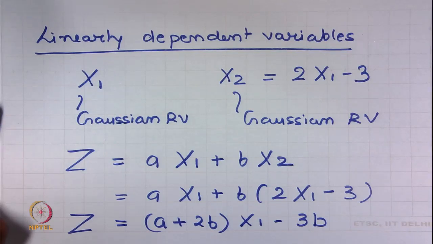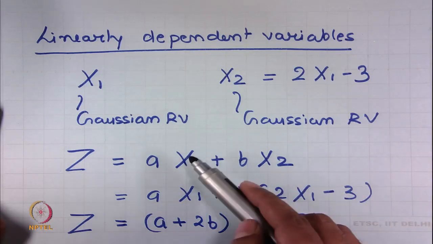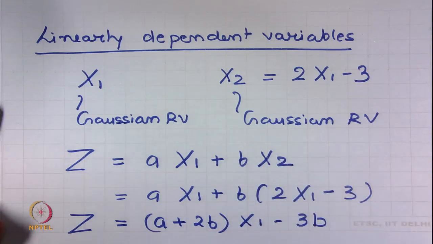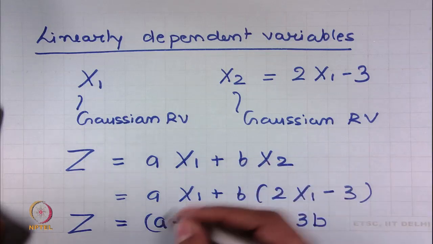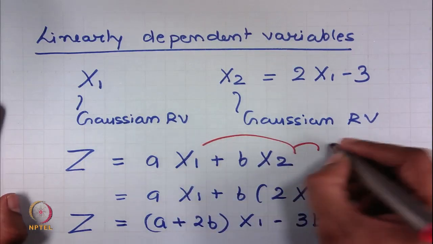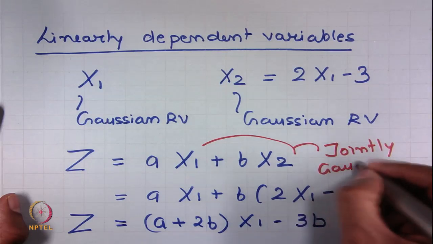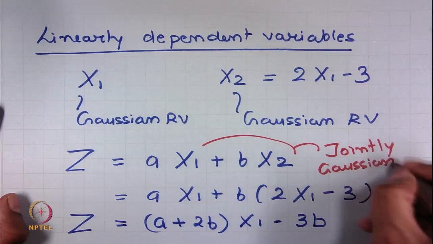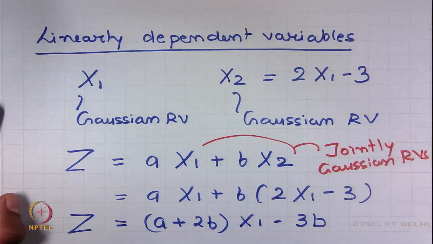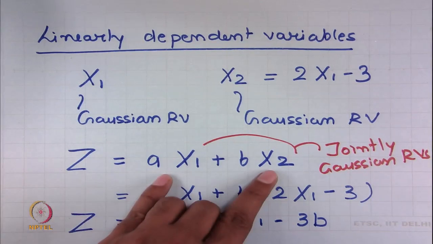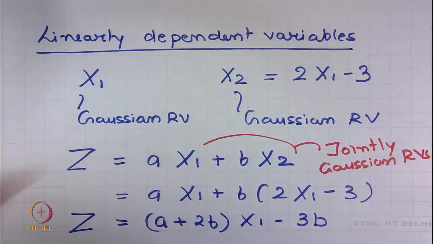So, now the question is, are x1 and x2 jointly Gaussian random variables? The answer is obviously yes. Why are these jointly Gaussian random variables? Because any linear combination of x1 and x2 gives us a Gaussian random variable.